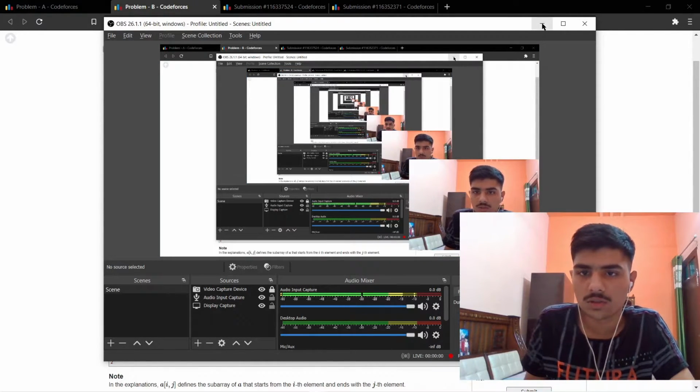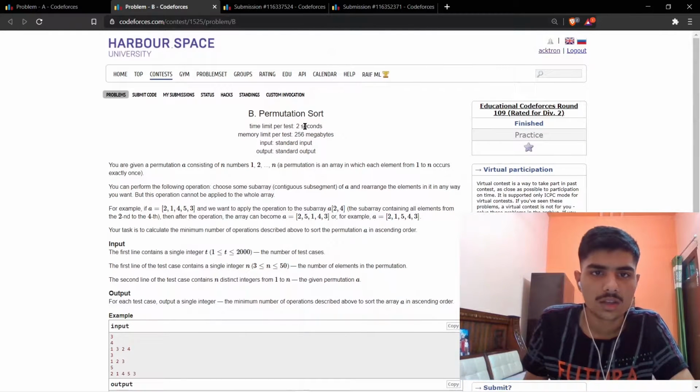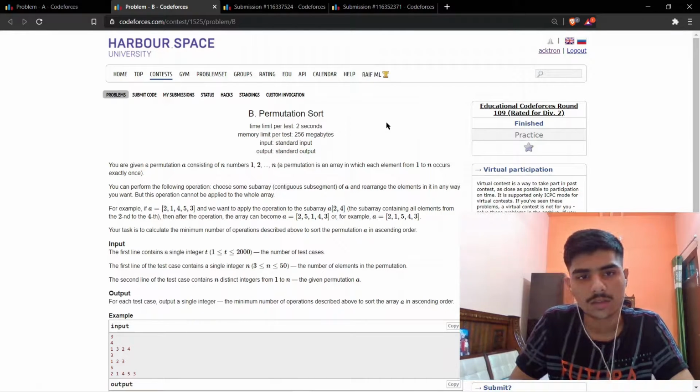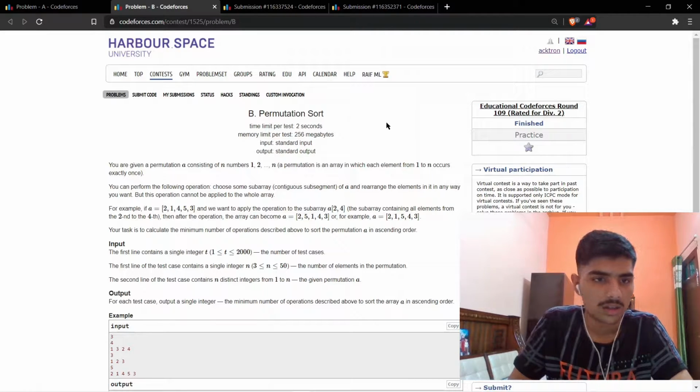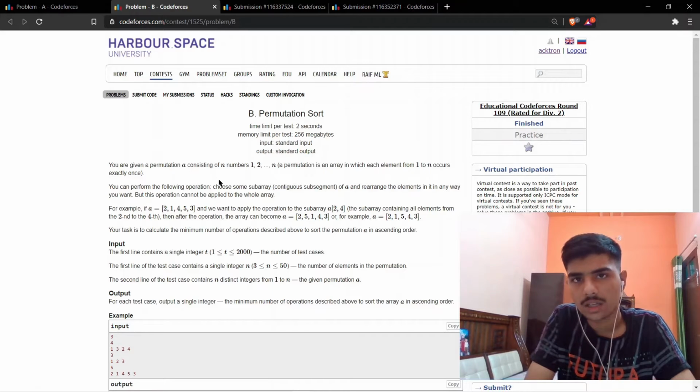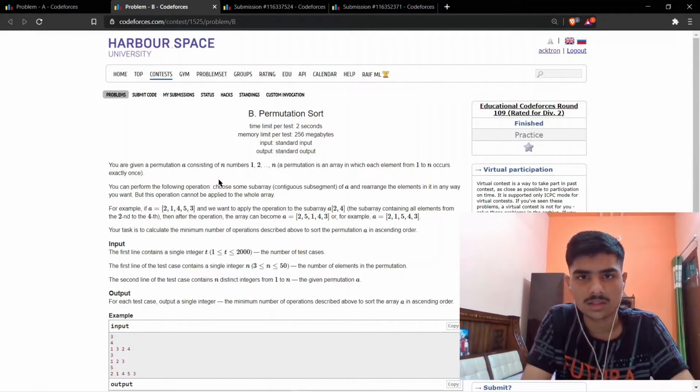Okay guys, so let's move on to problem B. The name of problem B is permutation sort. In this problem, we are given an array consisting of n integers. Basically A is a permutation of n integers from 1 to n. Then we can perform an operation on that array as many times as we want.